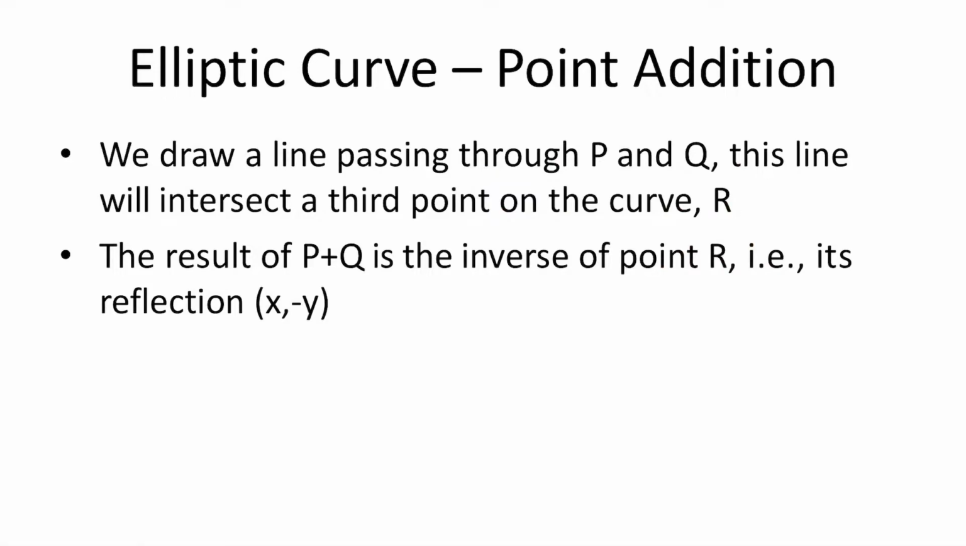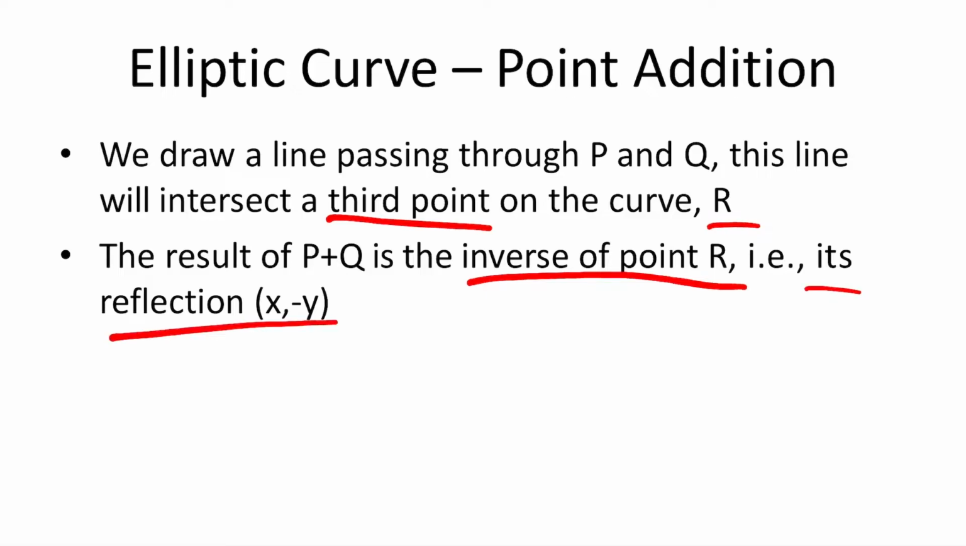Let's talk about how to add 2 points on elliptic curves in general. Then we will see how to do that on elliptic curves over finite fields. To add 2 points P and Q on an elliptic curve, we draw a line passing through these points P and Q. This line will then intersect the curve on a third point, R. So the result of P plus Q, or the addition of P and Q, is the inverse of point R. In other words, it's the reflection of point R, taken as x, minus y.